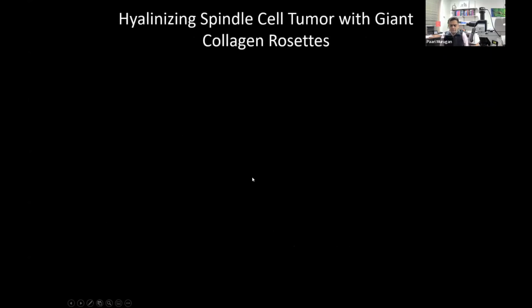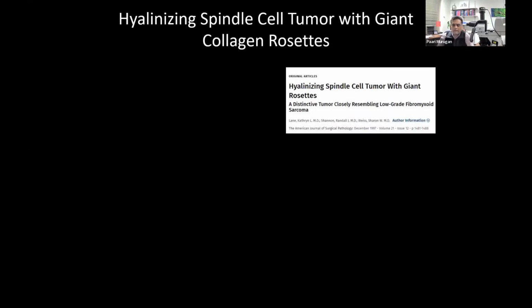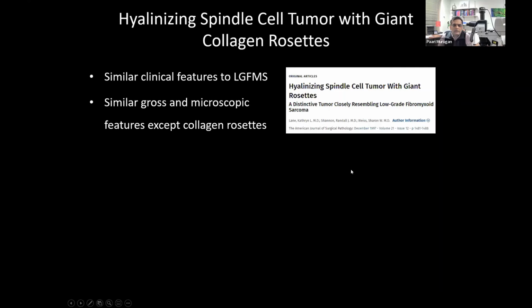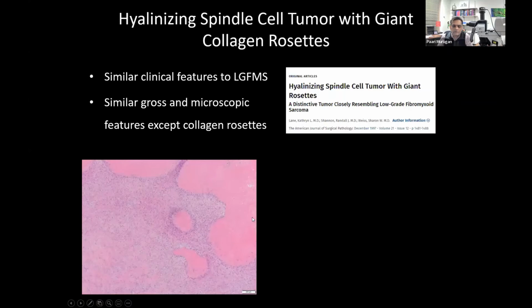So that's about LGFMS. So what about this entity that we briefly saw as hyalinizing spindle cell tumor with giant collagen rosettes? So this tumor was described a decade after LGFMS was described by Dr. Sharon Weiss from Emory. And they saw that this tumor had actually similar clinical features to LGFMS and also similar gross and microscopic features, except for these very large giant collagen rosettes in some cases. In fact, if you look at the lower left corner of this picture, you will see that this morphology is quite consistent with LGFMS, except for these areas.